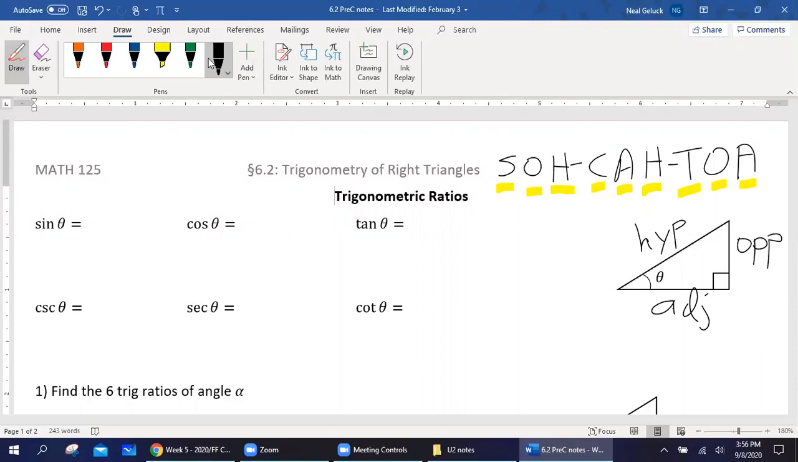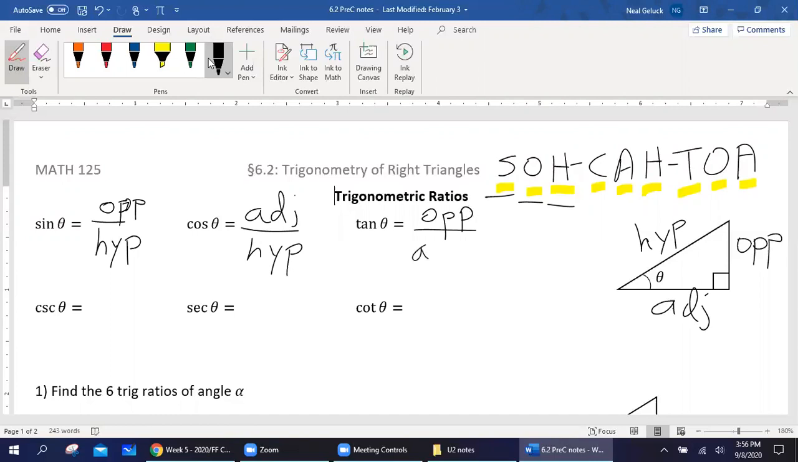So sine, according to SOHCAHTOA, is opposite over hypotenuse. That's what the OH stands for. Sine is opposite over hypotenuse. Cosine, CAH, cosine is adjacent over hypotenuse. And tangent is TOA, which is opposite over adjacent.